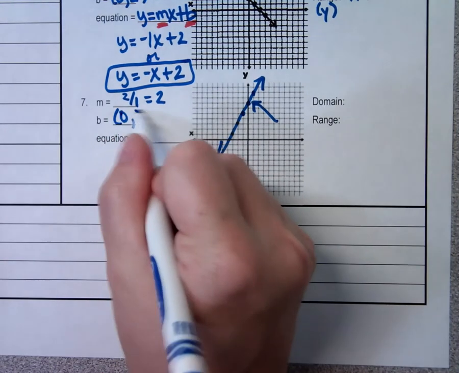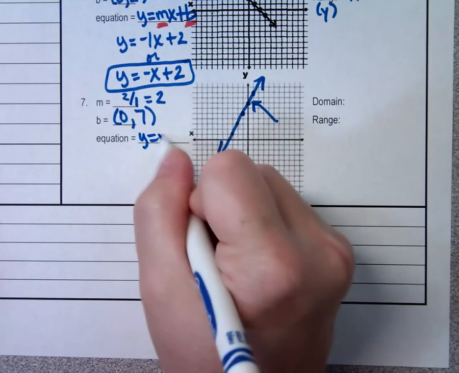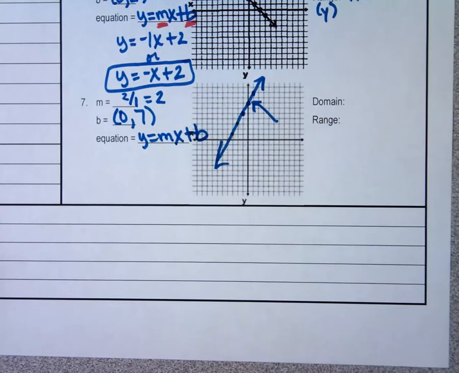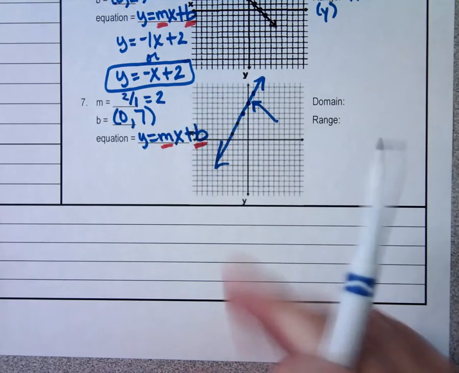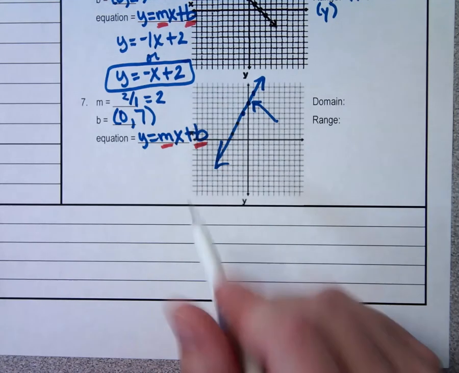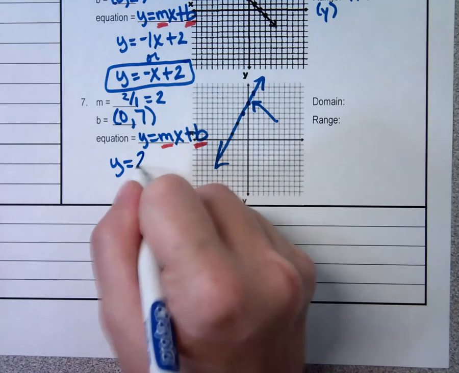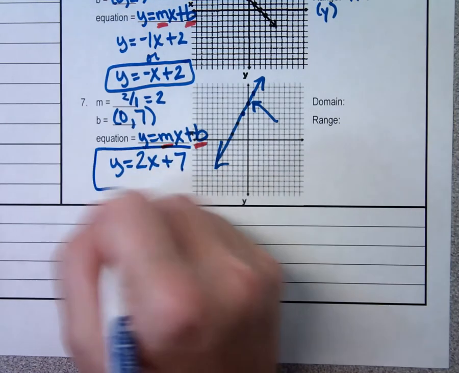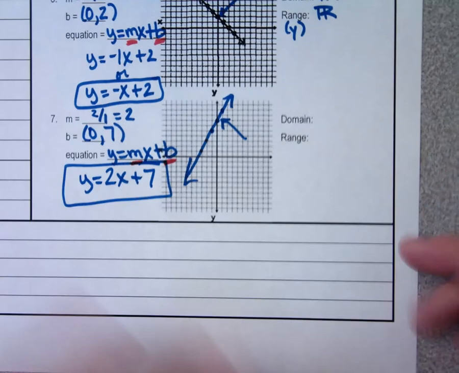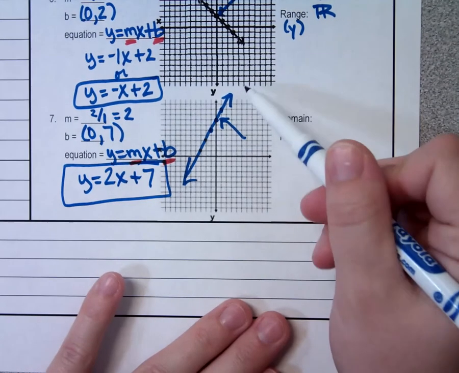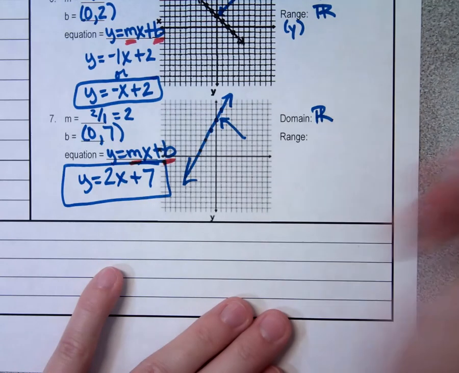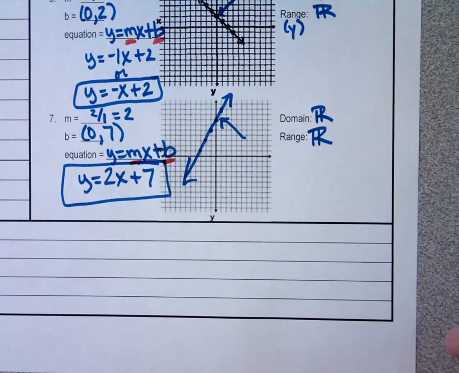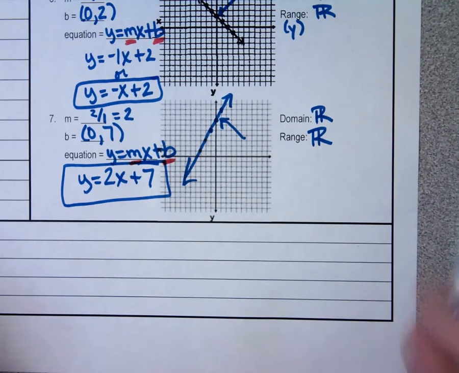At 0, 7. So now I can write my equation in slope-intercept form because I know my slope and I know my y-intercept. And what would it look like? Y equals 2x plus 7. Okay, domain and range. Does the line go forever left, forever right? Yep, all reals. Does the line go forever down, forever up? Yep, all reals. And there is some graphing and some writing equations of lines.